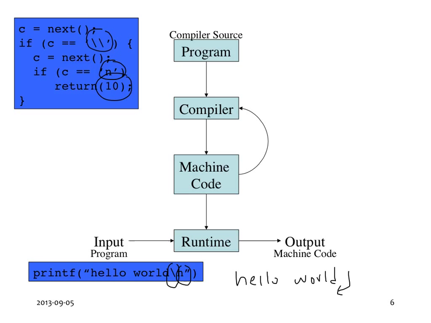Everything works fine. So let's say your compiler source now is your GCC source, and your compiler is GCC version 1, and now it creates your GCC version 2.